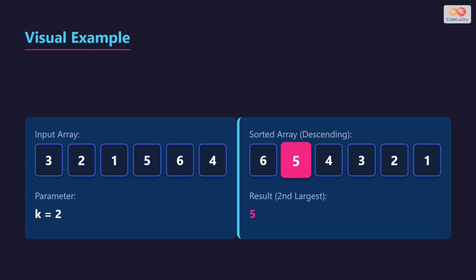Let's look at an example. We have an input array with the numbers 3, 2, 1, 5, 6, and 4. If our target k is 2, we want to find the second largest number. If we sort this array, we get 6, 5, 4, 3, 2, 1. The second number in this list is 5, so the output is 5.